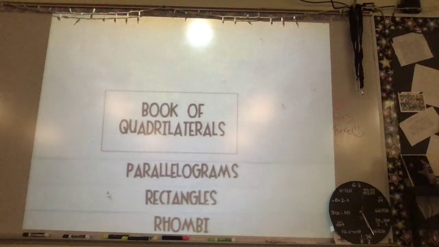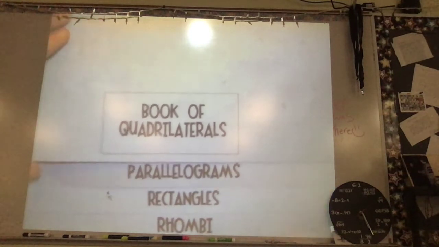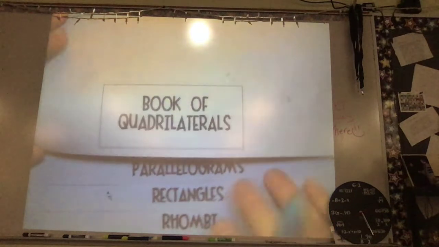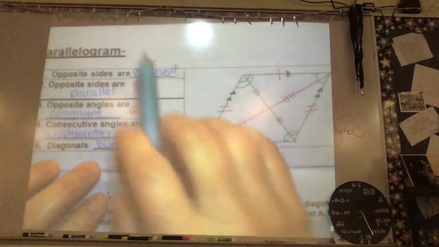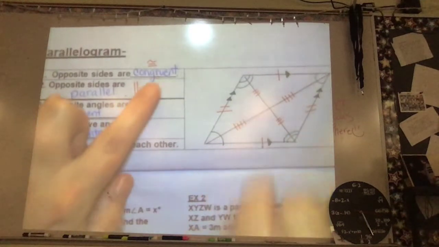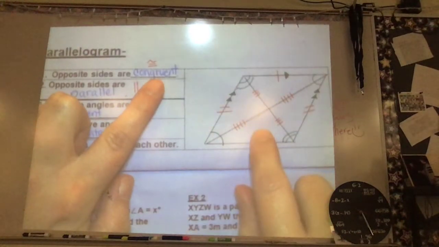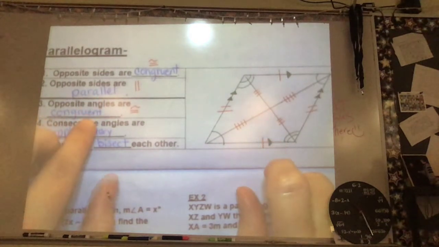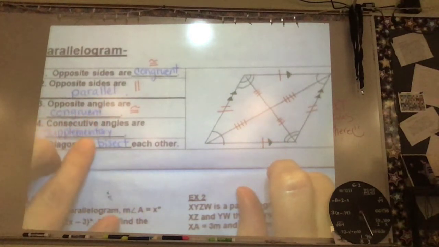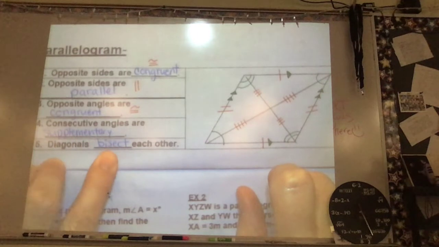All right, we are working through this booklet of quadrilaterals as a review of sections 6.2, 6.3, 6.5, and 6.6. You guys should all have your booklets in front of you. We do need you to complete the blanks here and add the markings on your figure to show that opposite sides are congruent, opposite sides are parallel, opposite angles are congruent, sorry, consecutive angles are supplementary and diagonals bisect each other.